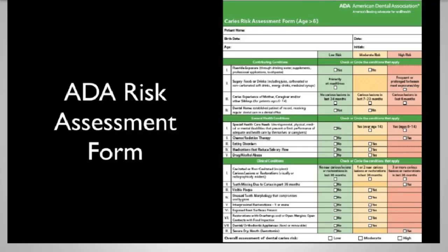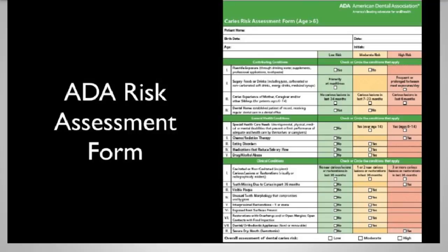In my private practice, I use the American Dental Association's Caries Risk Assessment Form. I believe it's very simple to use, and my hygienist or I can complete this assessment in a matter of a couple minutes. There are many other forms out there that are available, but quite frankly, I feel safe using a form that the ADA has created and endorses. I feel there's no reason for me to reinvent the wheel.